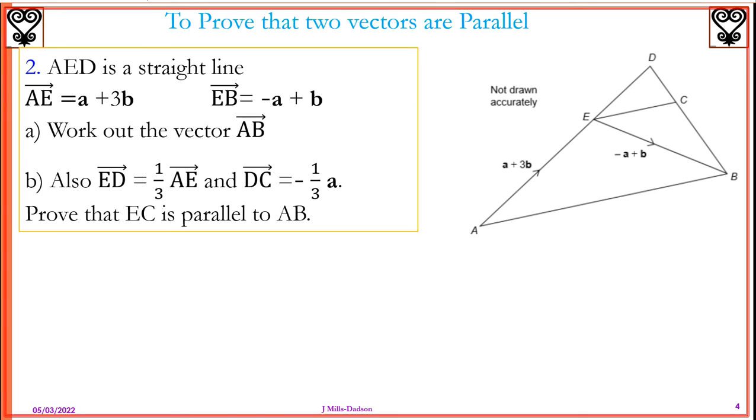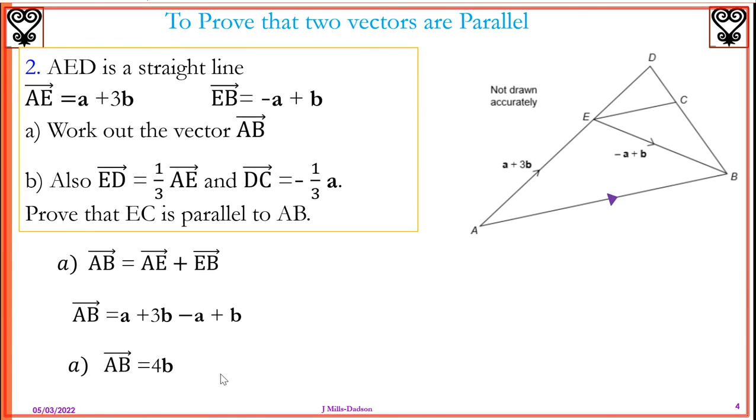So here we've been given vector AE as A plus 3B. Vector EB is negative A plus B. And we're supposed to work out the vector AB. Let's look at this first before we come back to the B part. Vector AB is simply vector AE plus EB. We are going along the same direction as it is, so nothing changes. We write them down and we simplify. So we can see that vector AB is simply 4B.